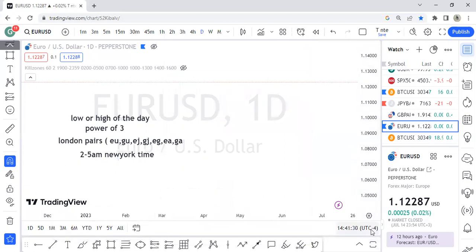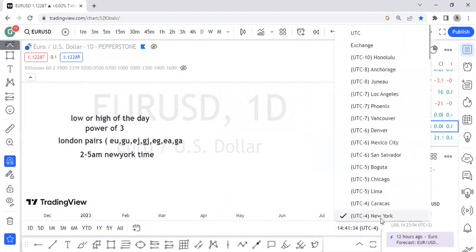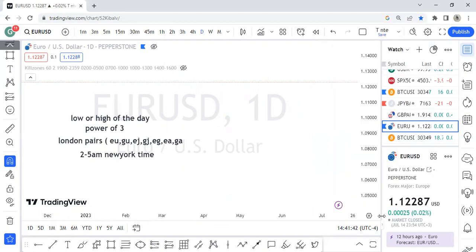My TradingView is already set, you can see my time zone is at New York, right? That's why I use New York time, because most of the time concepts I use are based on the United States. That's what I usually use for my time and price strategies, right?